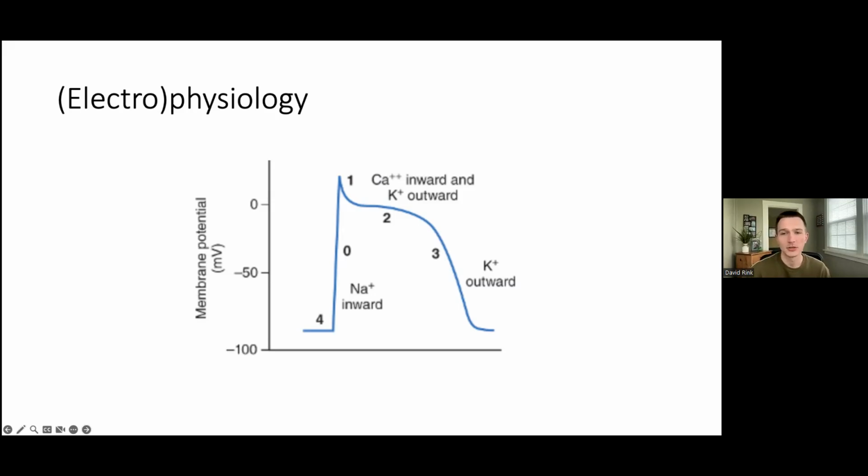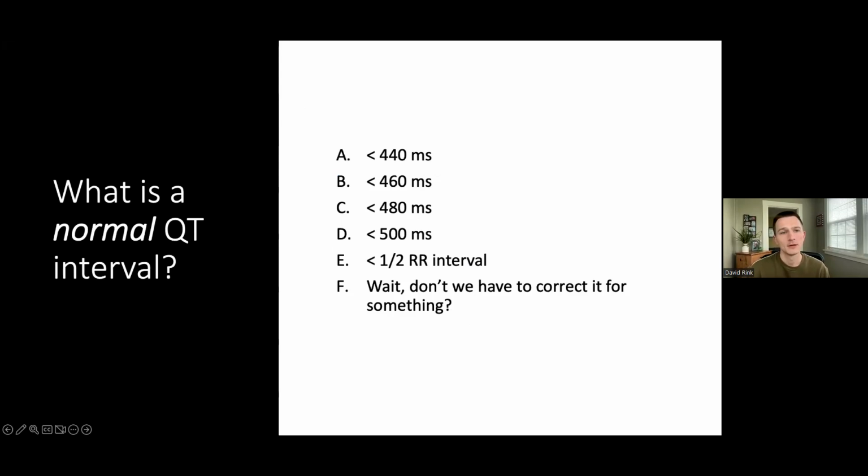The period there corresponds to the balance between the outflow of potassium and the inflow of calcium, which are two electrolytes that we can think of commonly as causing derangements in the QT interval. So, what is a normal QT interval?